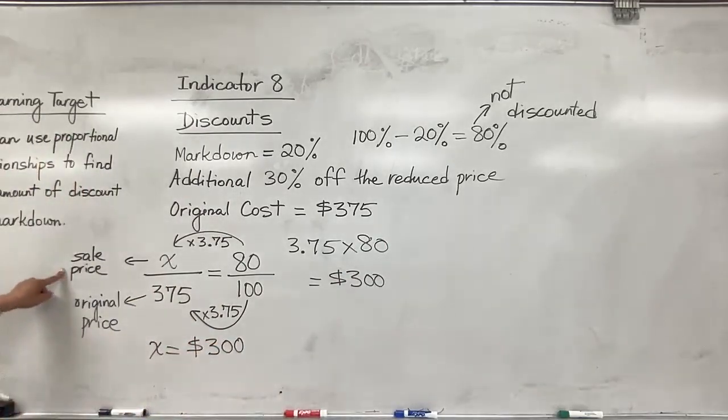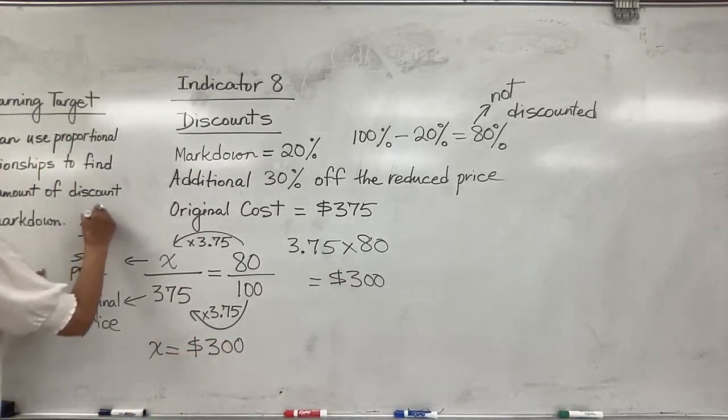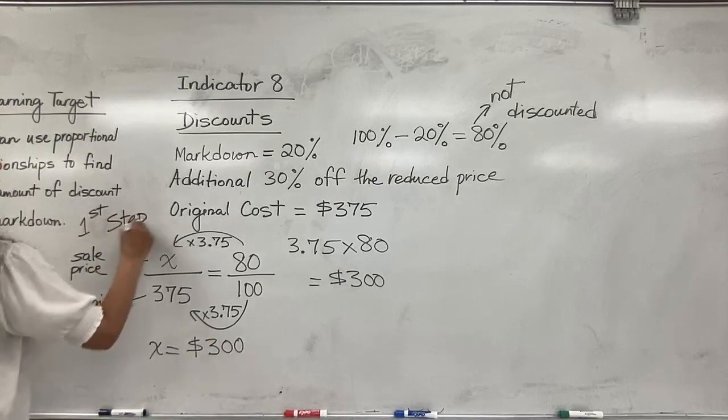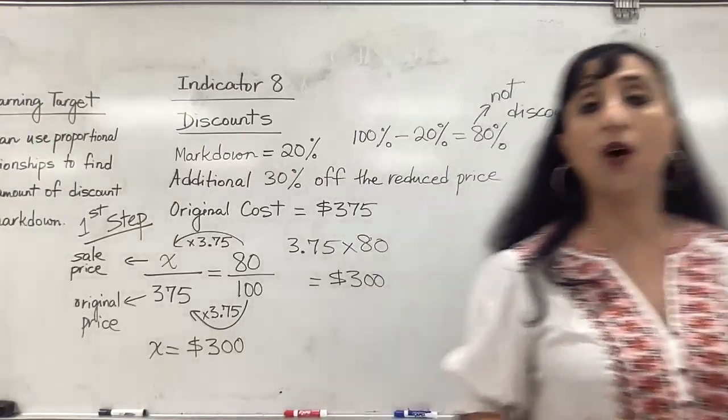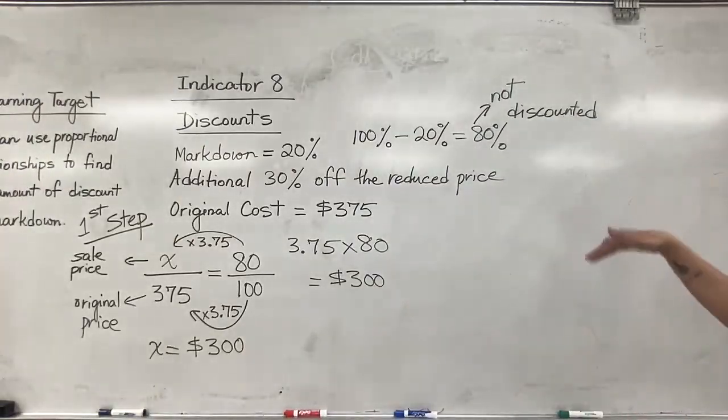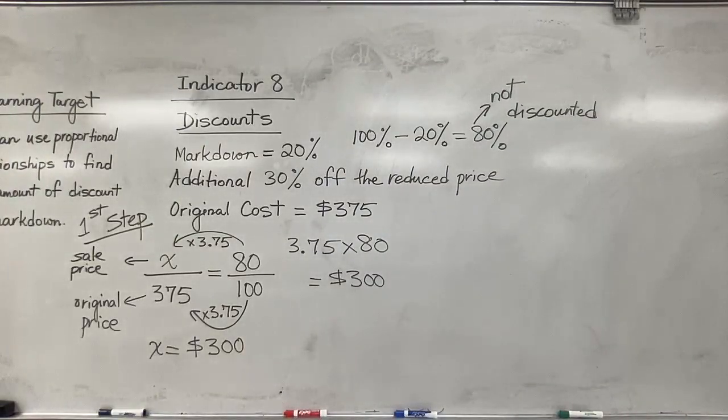So that is my first step. Okay, this is my first step. This is a two-step problem. Okay, now so first the first markdown came down to $300. Now let's see, out of that 300, now we have an additional 30% discount.